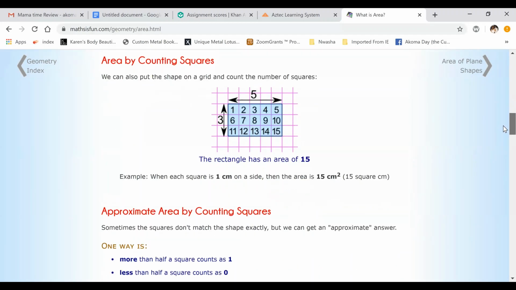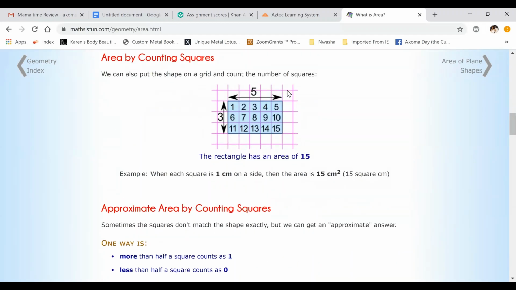Coming down a little bit more, you can do the same thing, count what's on the grid, but that does take longer, which is why you come up with formulas, because it's going to be easier. But if you do have a grid in the background, you can count how many literal spots there are. So this would be one row of 5, a second row of 5, and a third row of 5. That's what the 5 times 3 is actually doing.